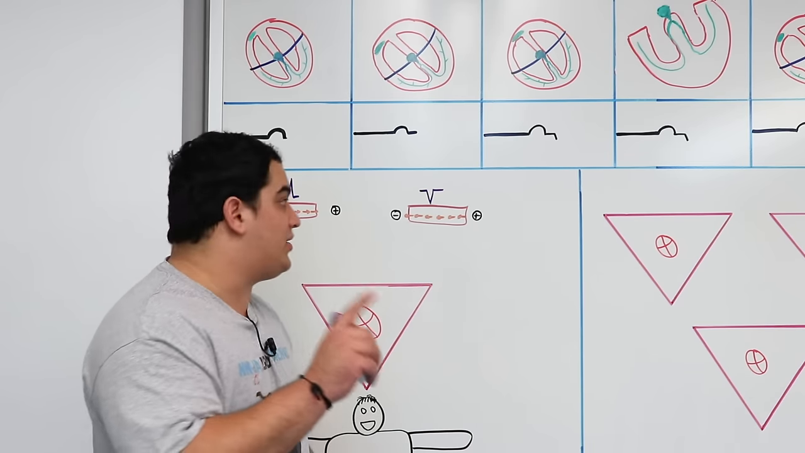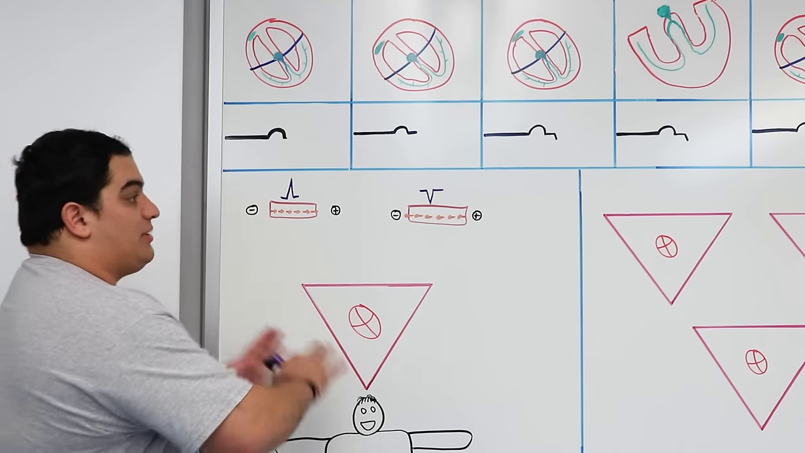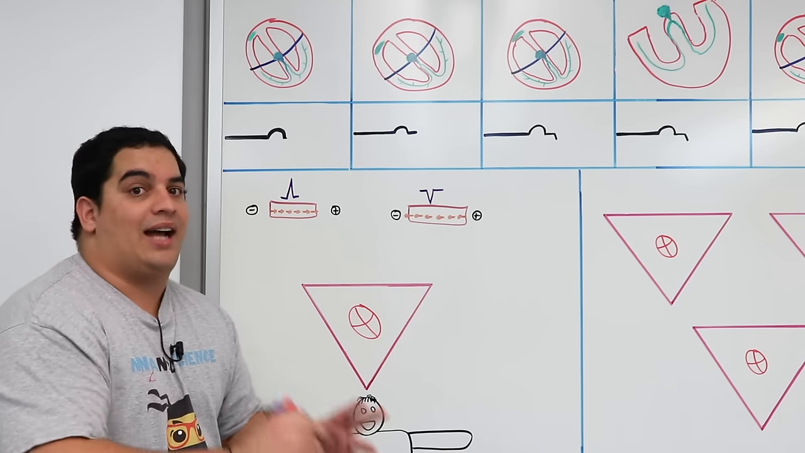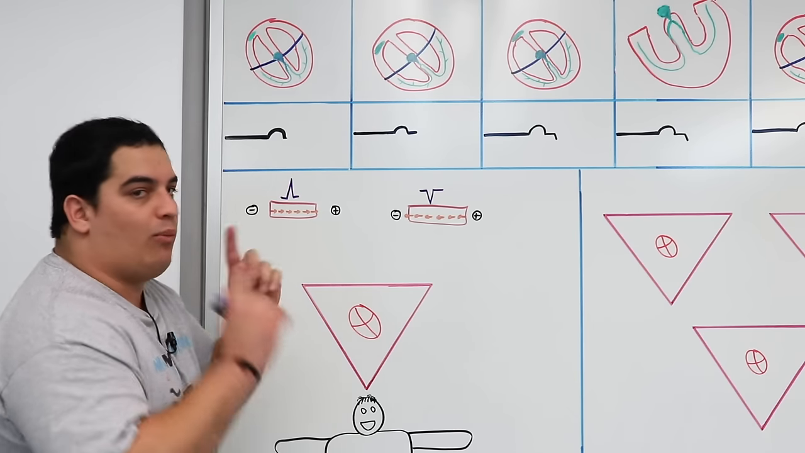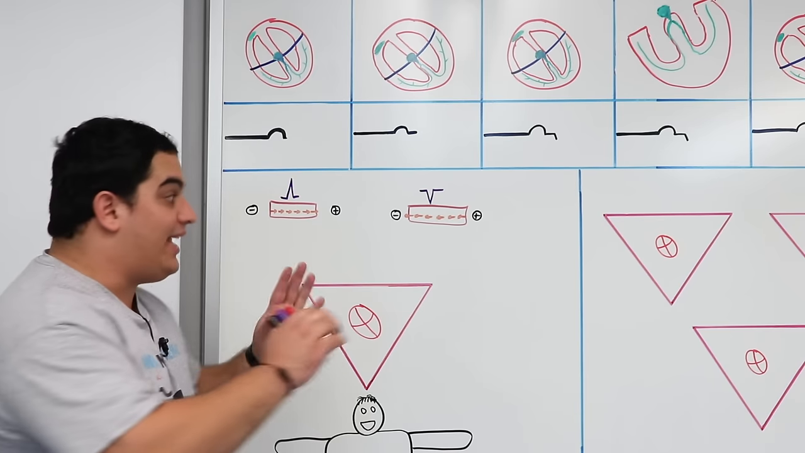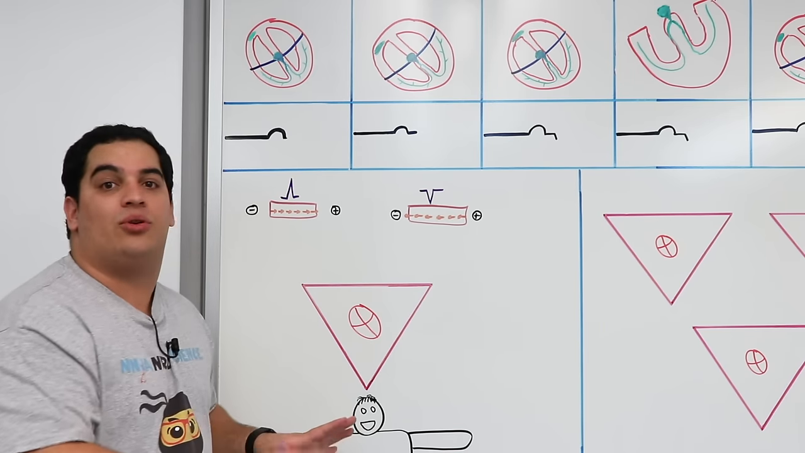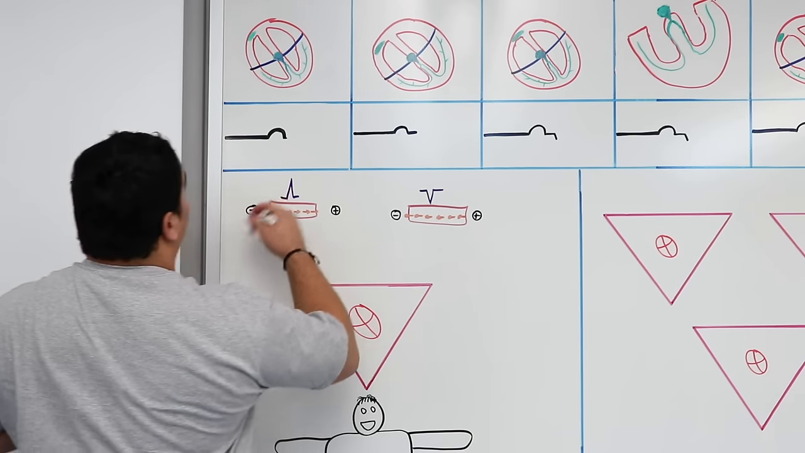All right, that's what I want you guys to remember. For right now, I just want you guys to trust me, and we'll talk about all these different leads. I just want you to trust me that we're going to be looking at each one of these hearts from one specific lead, okay? And that's going to be lead two. And again, we'll talk about what lead two is. For right now, just trust me that this is going to be lead two.